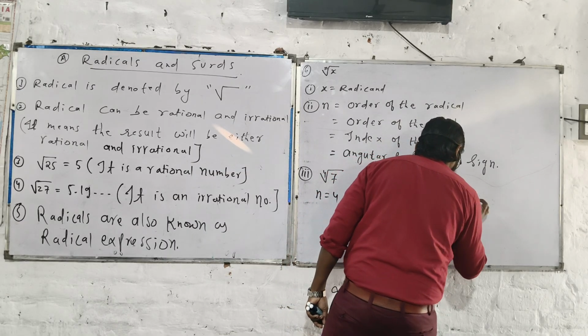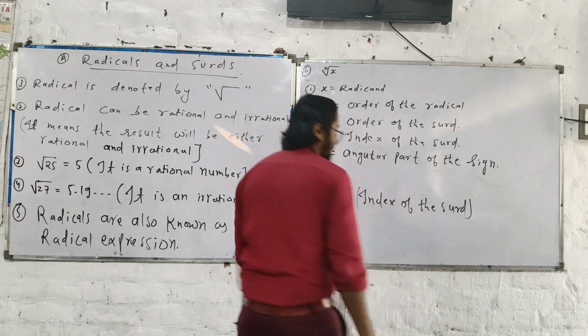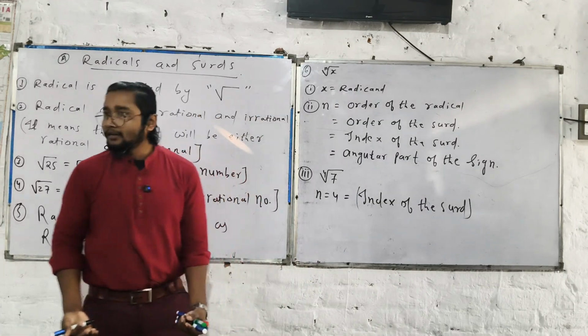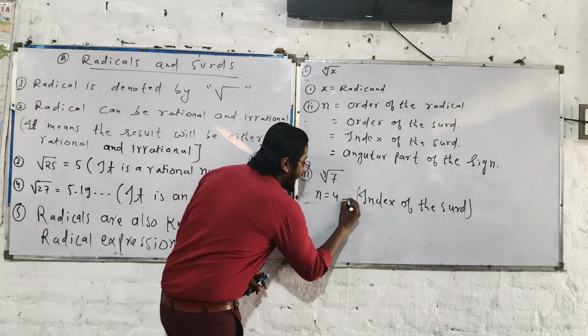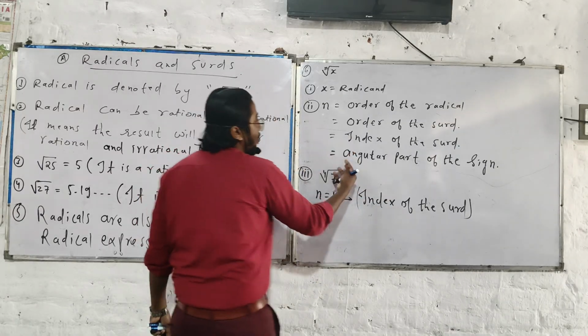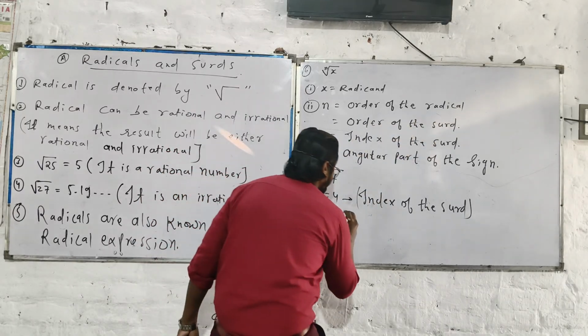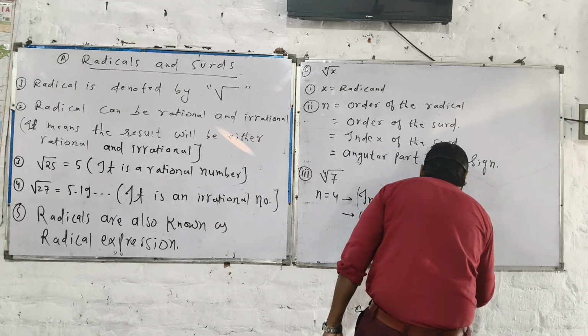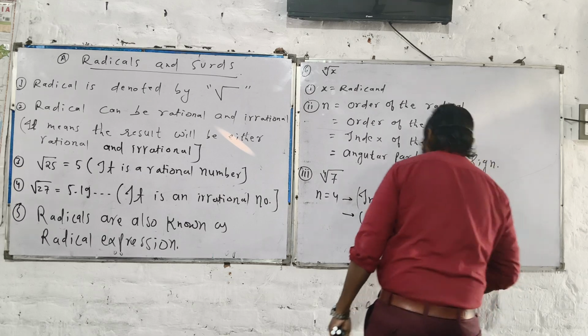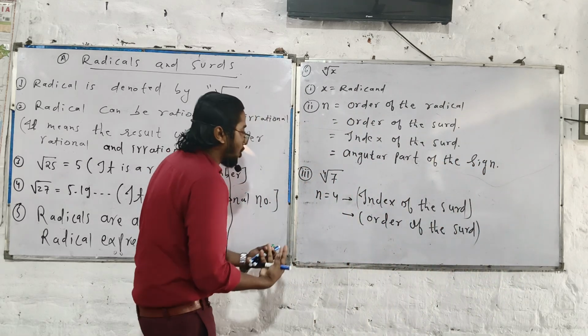One more time, guys: index of the surd. Tell me now, what is the 4 here? I can say the index of the surd, or if you want, you can call it the order of the surd. Why should I call it the order of the surd?